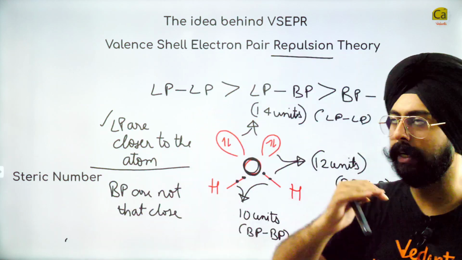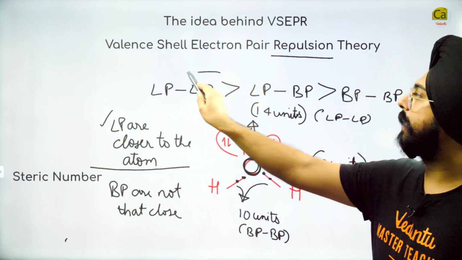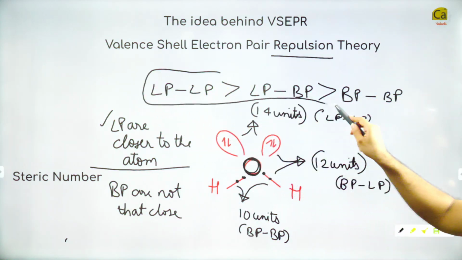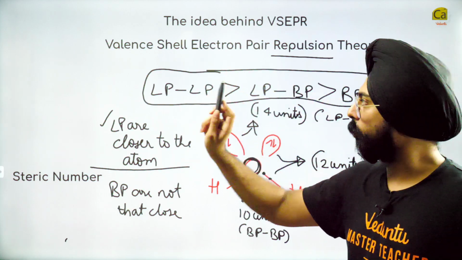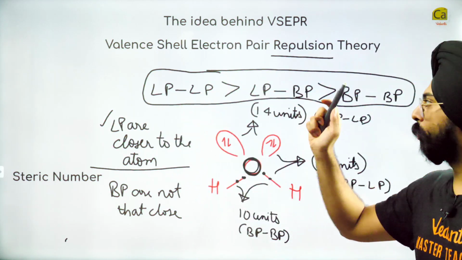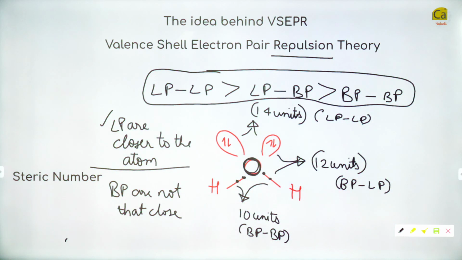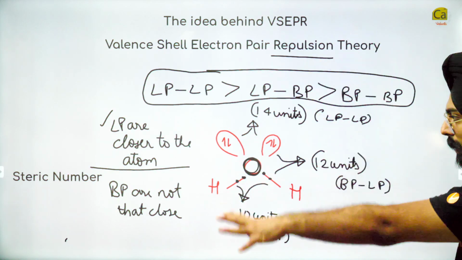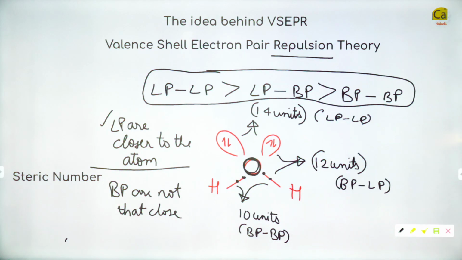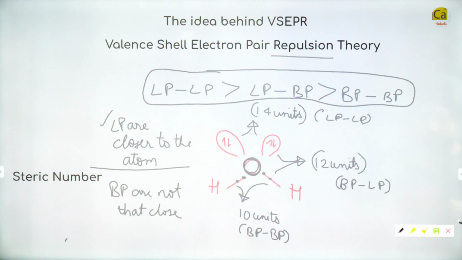That is the main idea behind valence shell electron pair repulsion theory, that lone pair-lone pair repulsion is more than lone pair-bond pair repulsion, which is more than bond pair-bond pair repulsion. Fine, this is the basic idea. Please note it down. I'll give you 5 seconds if you want to take a screenshot. Otherwise, this is a video, you can pause it anywhere and just note it down. Theek hai? Toh ye ho gaya basic idea behind VSEPR theory.